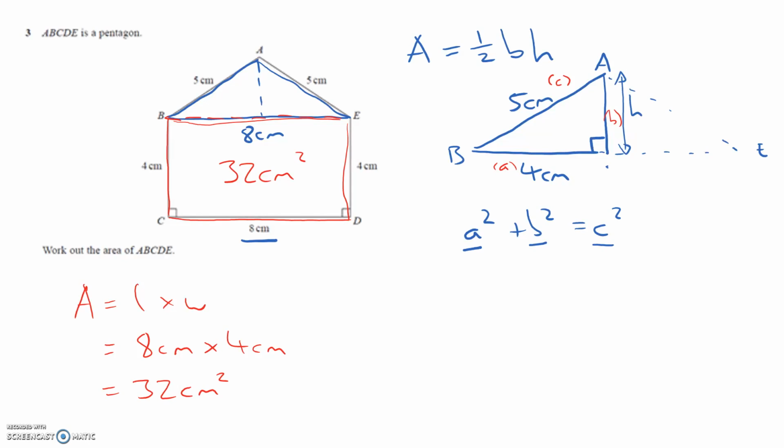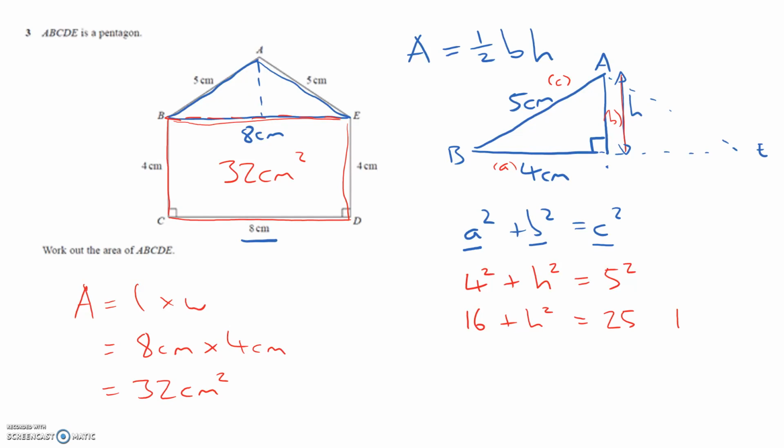Okay, so we could fill in our numbers. We've got A squared. Well, A squared is 4 squared plus B squared. B squared is the height that we don't know, so we could put the height squared, that dimension here that we don't know. And we know that's equal to the hypotenuse squared, which is 5 squared. So we could simplify those squares. We could say 16 plus h squared is equal to 25.